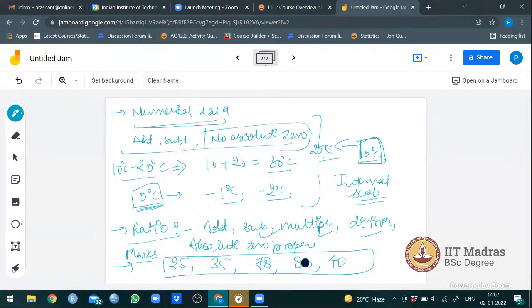Suppose this is the marks of Ramesh and this is the marks of Suresh. If you divide by this, you will get 2 times. So you can say the marks of Ramesh is twice the marks of Suresh, because it has the absolute zero property.